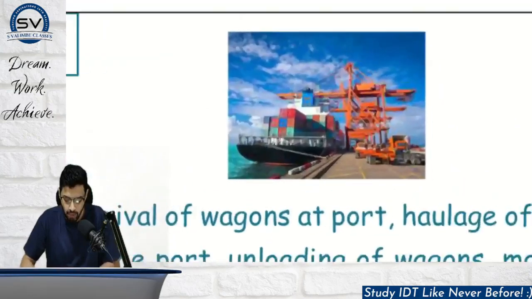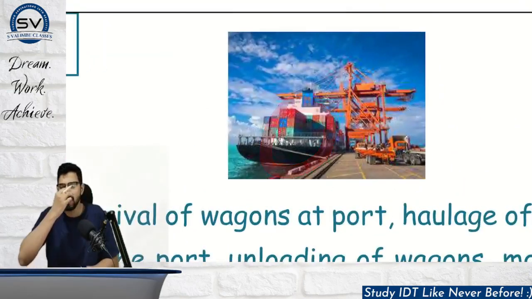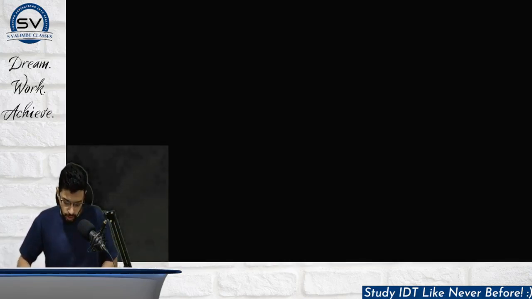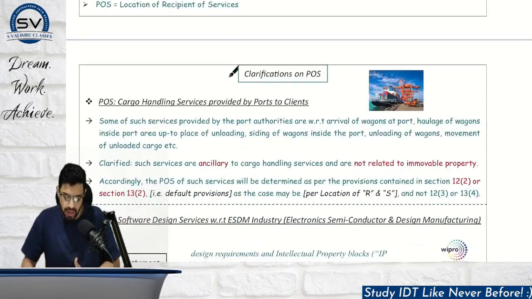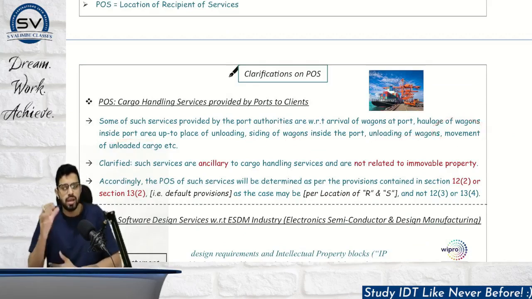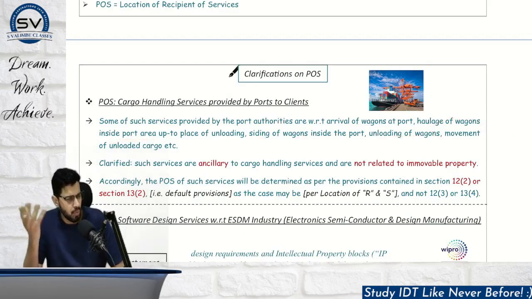Wagons means the kind of structure that you are able to see here. This may seem like an immovable property. If you search it on Google, it will look something like this, right? If you search wagon at ports, the question arose as to whether the services with respect to these wagons, like arrival of wagons at port, haulage of wagons inside the port area, siding of these things, unloading, movement, etc., are linked to an immovable property.